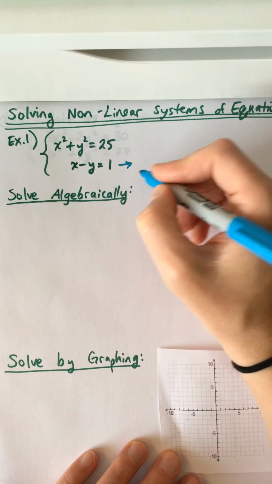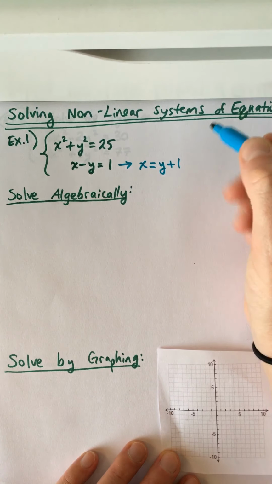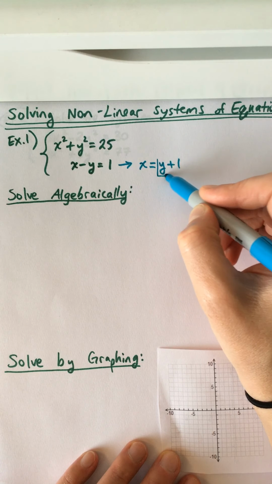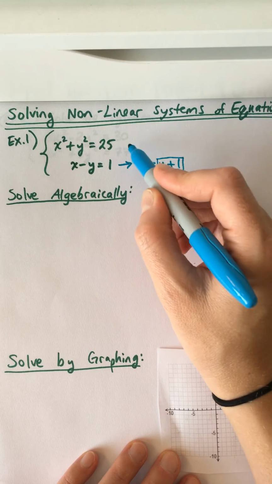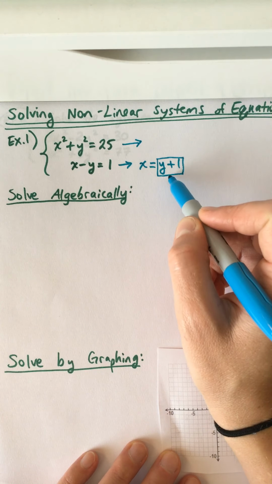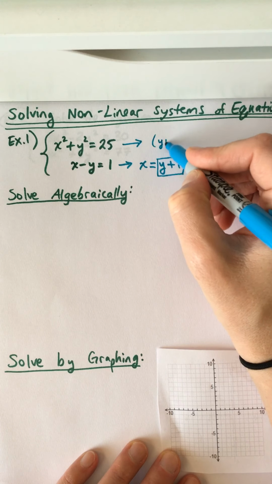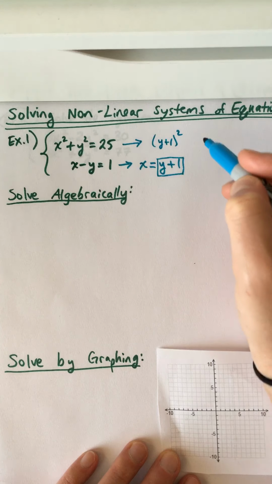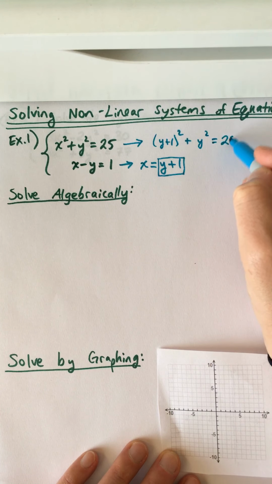If I think about adding y to the other side, that gives me x equals y plus 1. Now I have an expression that can represent x, and I can take this top equation and substitute y plus 1 in for x. So that will look like (y plus 1) quantity squared plus y squared equals 25.